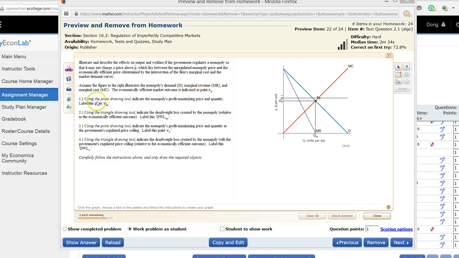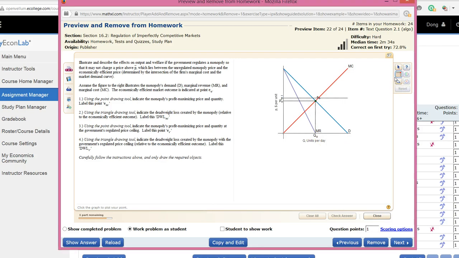First, using the point drawing tool, indicate the monopoly's profit maximizing price and quantity. I think we already explained how we get the monopoly's profit maximizing price and quantity combination. We first equate the marginal cost with the marginal revenue. That determines the output, and the price has to be on the demand curve. So we extend this vertically to the demand curve, and this is our equilibrium point for the monopoly, EM.